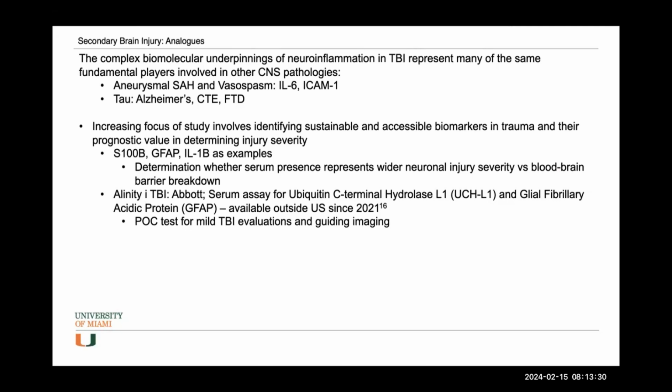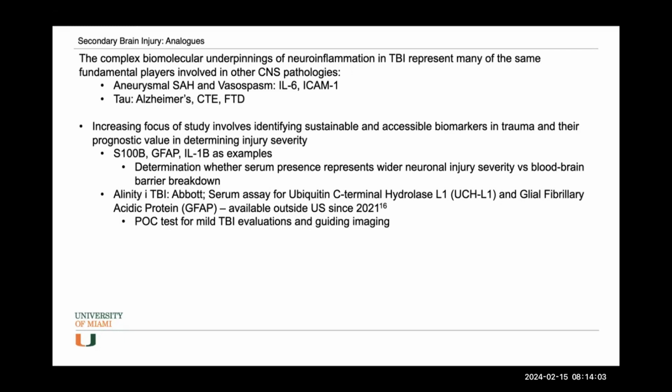Similarly, as you all know, tau protein aggregation leads to its own category of neurodegenerative diseases, including Alzheimer's and frontotemporal dementia, as well as now what we recognize as chronic traumatic encephalopathy. So there's an increasing focus on identifying sustainable and accessible biomarkers for trauma and seeing if they can be incorporated into bedside and point of care testing to help triage TBI patients, as well as determine what overall prognosis looks like if we can get longitudinal data.